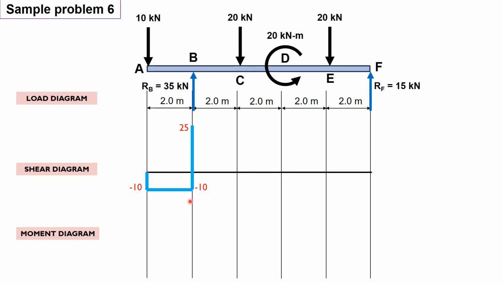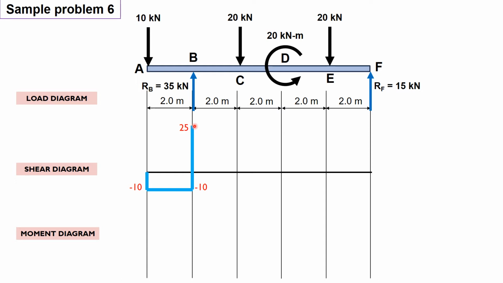positive 25. So, again, from A, you have negative 10. Dahil from A to B, wala kang load. So, horizontal ito. Pagdating mo dito, meron kang upward na 35. So, you add 35 to negative 10. So, negative 10 plus 35, dadaan ka dito sa line. So, ibig sabihin, positive 25 ang magiging ordinate mo mula dito hanggang doon.